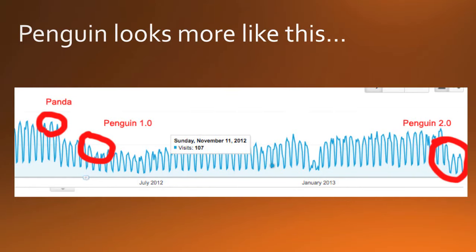Penguin looks more like this. These are actual client sites of mine. So here they were hit by Panda, because that correlates with the Panda date, and they have other Panda signals, which I will share in a moment. But this was Penguin here. And this was Penguin here as well, because those correlate with Penguin dates. And they also have other Penguin signals that I will not be sharing today, but if you're joining me in the search training tomorrow, I will be sharing those signals tomorrow.